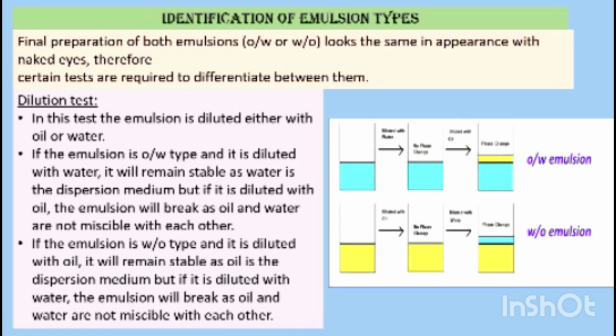But if the added water is separated out as another layer, then we can infer that not water but oil is present as the continuous phase in the formulation. That means the formulation is W by O type of emulsion, as we need to add oil to dilute W by O type of emulsion further.